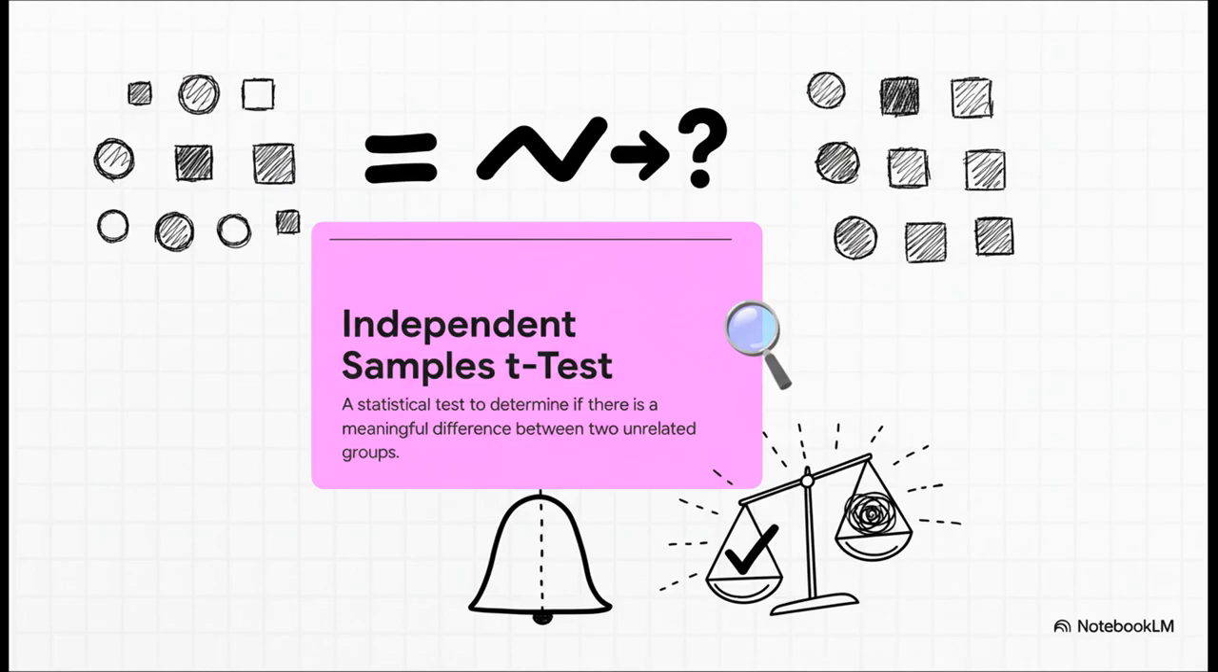So, what is it exactly? Well, think of it as a statistical referee. It's a formal process that looks at the average, the mean, of two independent groups. And then it makes a call. It tells us whether the difference between them is statistically significant or if it's likely just due to random chance.